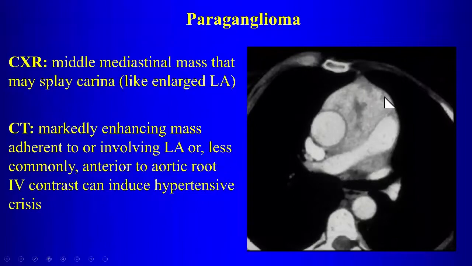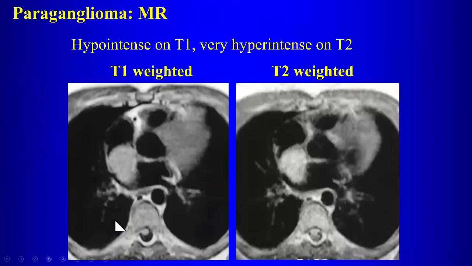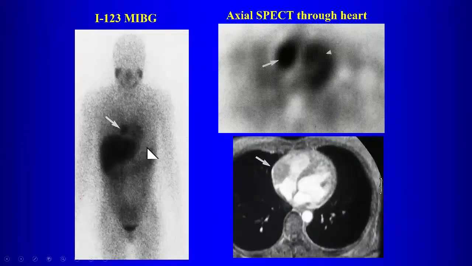So these tumors do enhance. So after you give contrast, you can see marked enhancement within these tumors. They can involve the left atrium. They can be seen along the roof of the left atrium. They can also be seen around the root of the aorta. You have to be careful, though, about hypertensive crisis with these lesions. And as you increase the T2 weighting, paragangliomas, that's another class of tumor that can be very bright on T2 weighted imaging. Okay? And the way you can look for these is with nuclear medicine, MIBG. So these tumors will light up on an MIBG study.